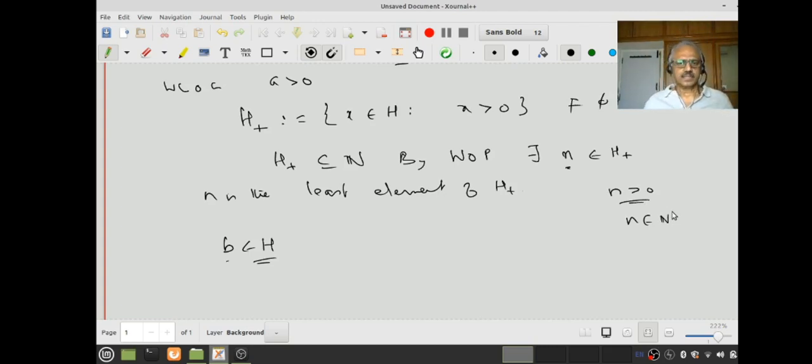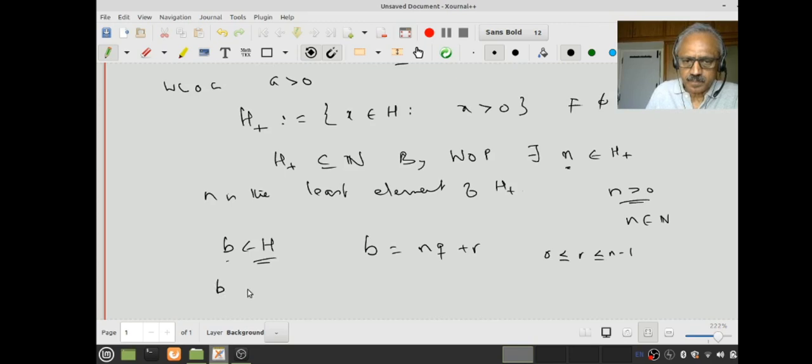Now, can I not apply the division algorithm? Of course I can do that. So what will I have? I will have B equal to n times q plus r, where 0 less than or equal to r less than or equal to n minus 1, by the division algorithm.